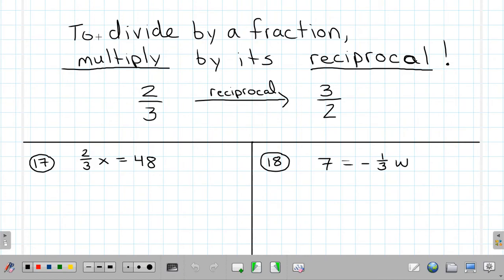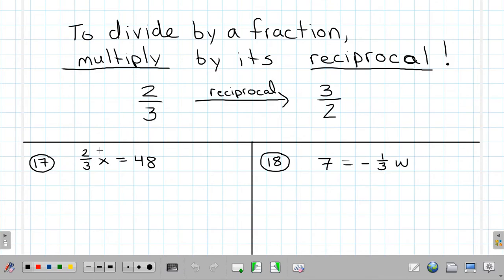So in this case, when we say we need to divide by a fraction, as we'll see in number 17 here, and I use this on purpose, if we have the fraction 2/3 and I wanted to divide by 2/3, then I would multiply by its reciprocal, which is nothing more than the fraction flipped around. So 2/3 becomes 3/2.